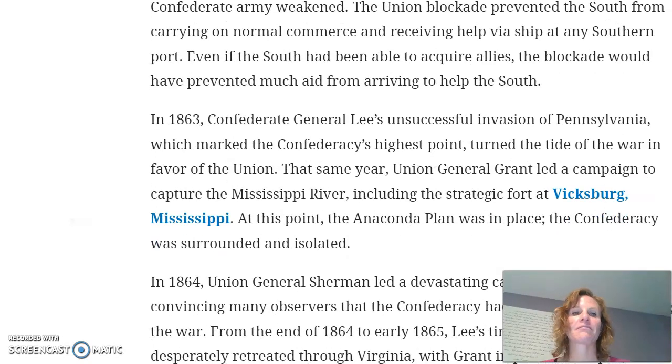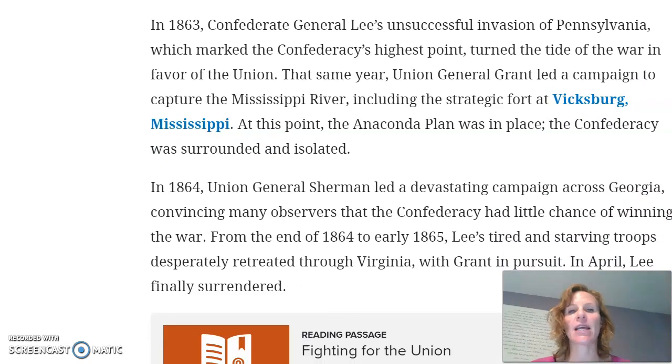And it did. In 1863, Confederate General Lee's unsuccessful invasion of Pennsylvania, which marked the Confederacy's highest point, turned the tide of the war in favor of the Union. That same year, Union General Grant led a campaign to capture the Mississippi, including the strategic fort at Vicksburg, Mississippi. At this point, the Anaconda Plan was in place. The Confederacy was surrounded and isolated.